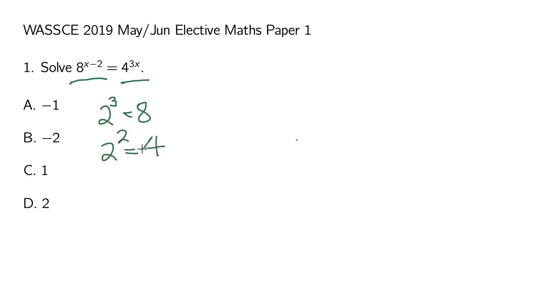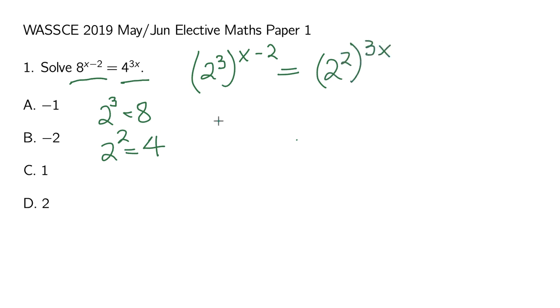So we substitute these values into the equation and we get 2 to the power 3, that's 8, now that's to the power x minus 2, and that's equal to 4, which is 2 to the power 2, 2 squared, to the power 3x. And by the laws of indices, the indices on this side should multiply. So this should simplify to 2 to the power 3 times x minus 2. And then on the right hand side, we have 2 to the power 2 times 3x.